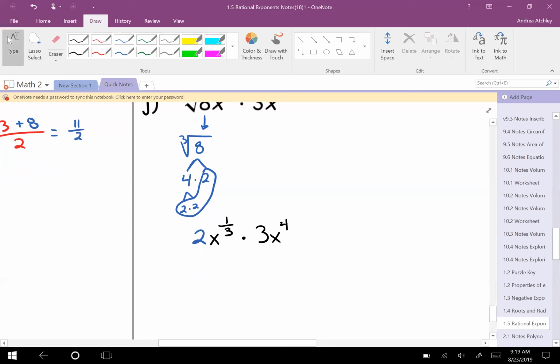Now I can just multiply. 2 times 3 is 6. And I want you guys to find out what the exponent on the x is going to be.